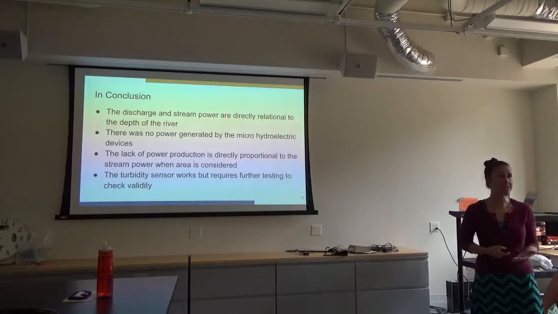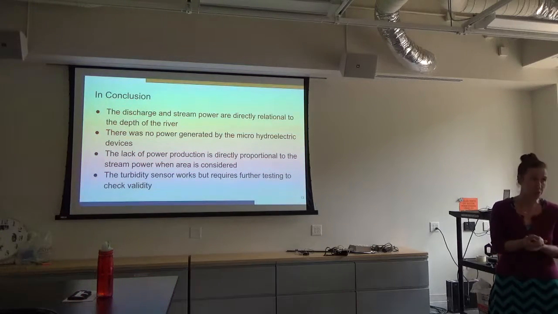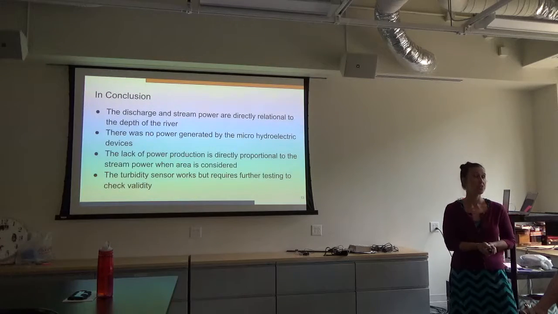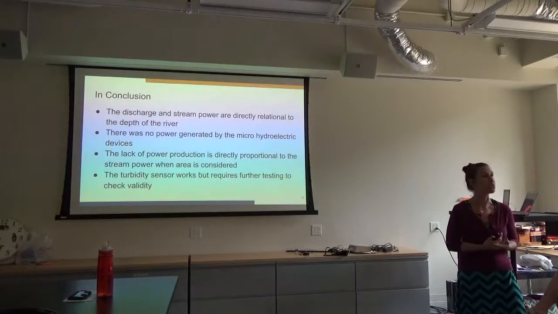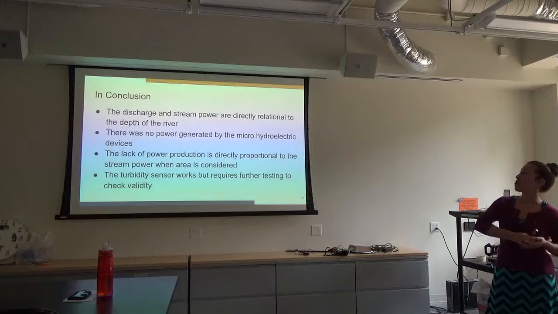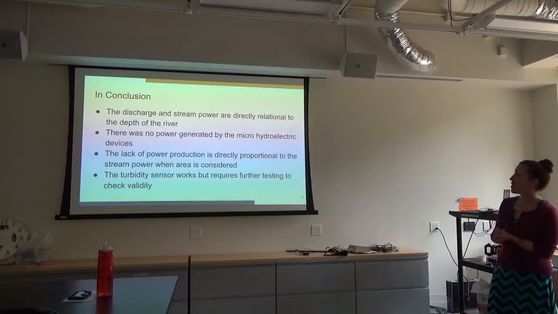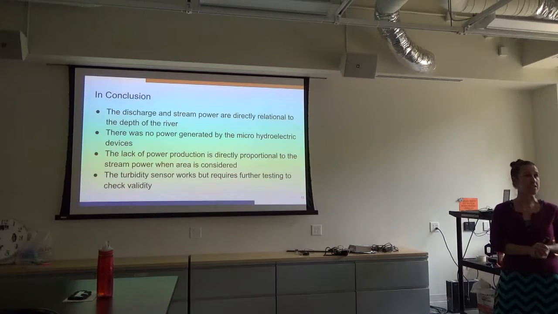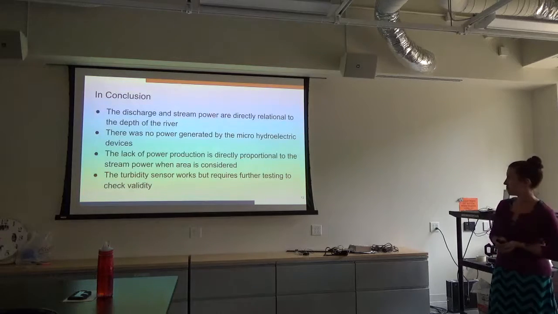So overall, in conclusion, what I found was that the discharge and the stream power are directly proportional to the depth values. So knowing the depth would actually help in future cases to know exactly where to test generators and to build a system. Second, no power was actually generated, so I couldn't use it for the purpose of my entire system. However, the turbidity sensor itself actually needs separate and further testing to create a profile of that particular sensor and whether or not it would actually be useful for water quality testing.